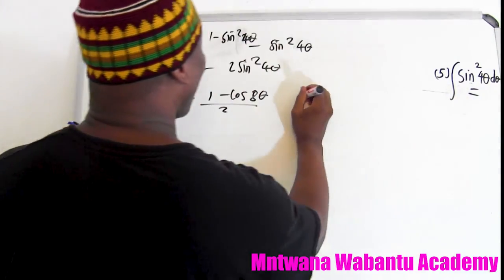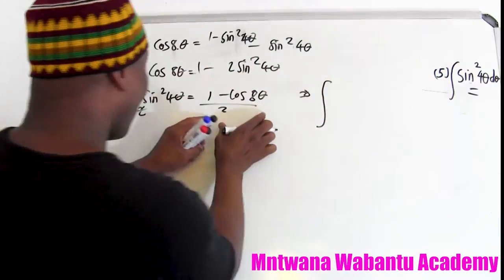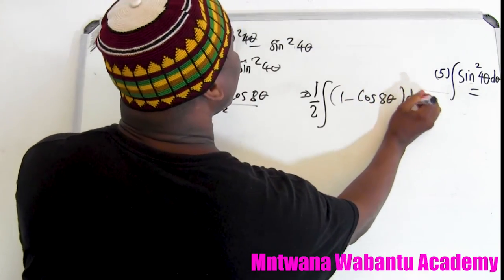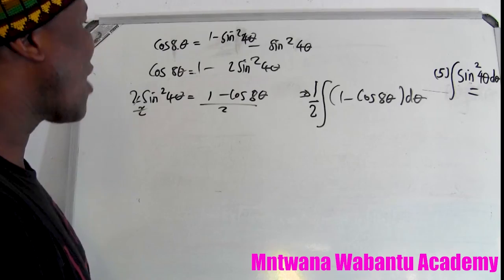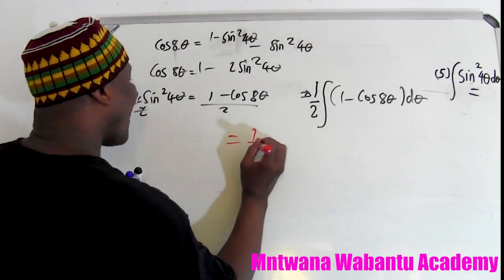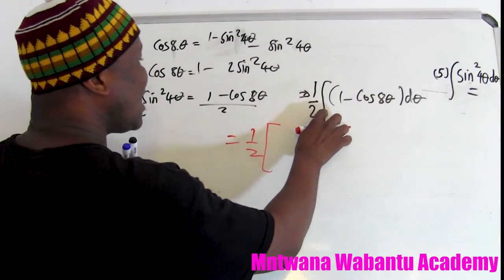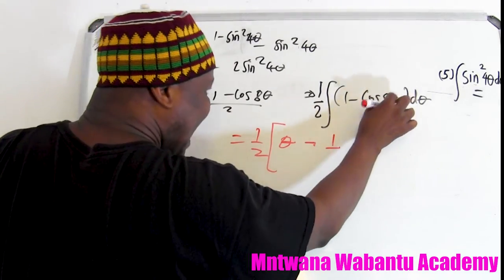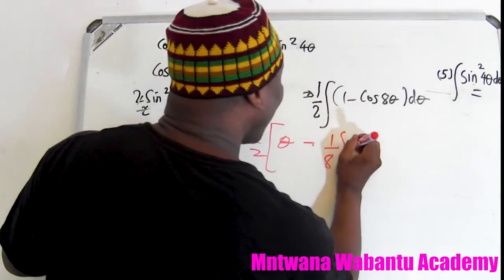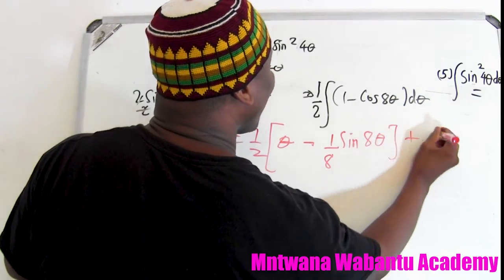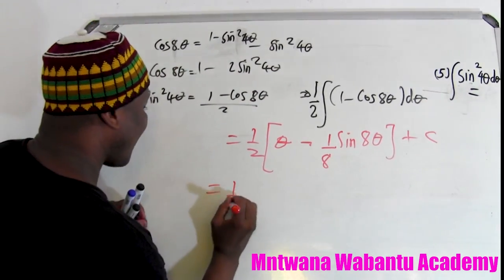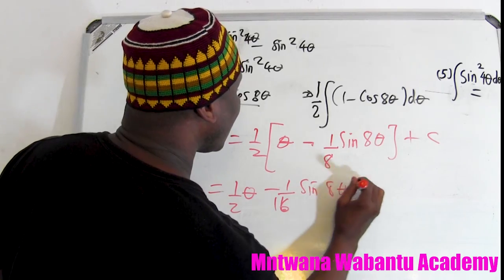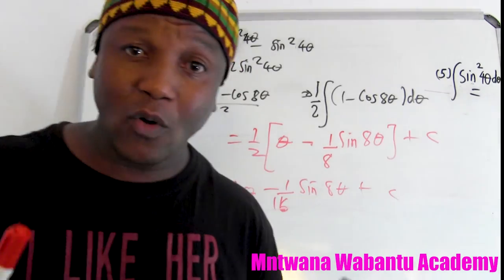So I can come and replace that one. This is going to be the integral. Instead of writing that, I can write this. 1 over 2 is going to go to the front, and here I'm going to have 1 minus cos 8 theta d theta. We know how to go from there. So this is going to be 1 over 2. When you integrate, 1 d theta is going to give you theta, minus, and then differentiate 8 theta is going to give you 8, and this is going to give you sine 8 theta. You multiply that out, and this is going to be equal to 1 over 2 theta minus 1 over 16 sine 8 theta plus constant. The reason we plus constant is because there's no limit.